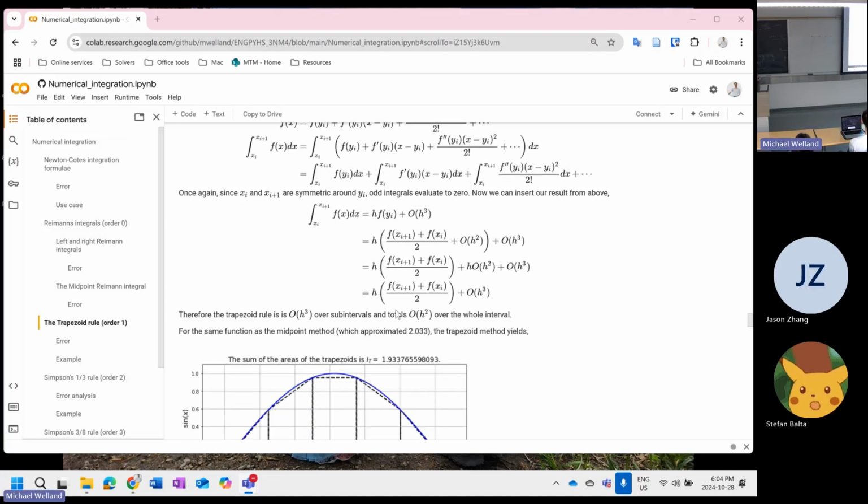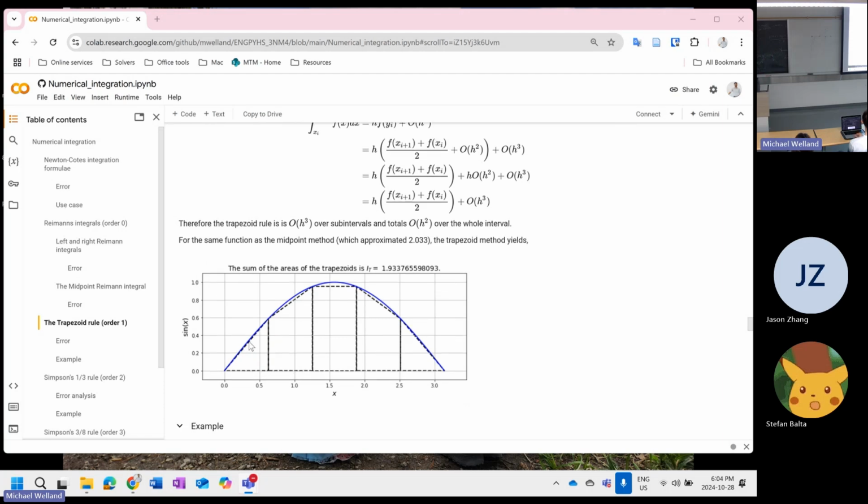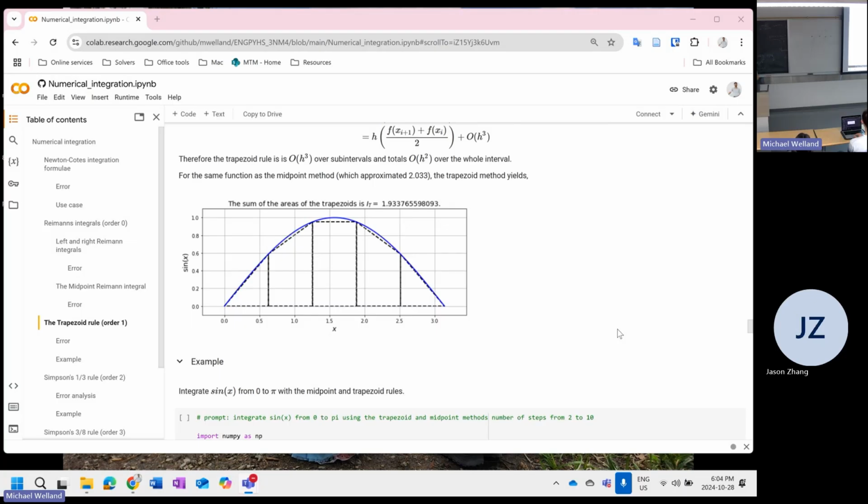You get this, you get order h cubed, and then you have to add up all of your subdomains in your full domain, and you get order h squared in the end. So this is the same sine function for the trapezoid method, and you can see that it just kind of follows this thing, right? But there's something kind of neat.